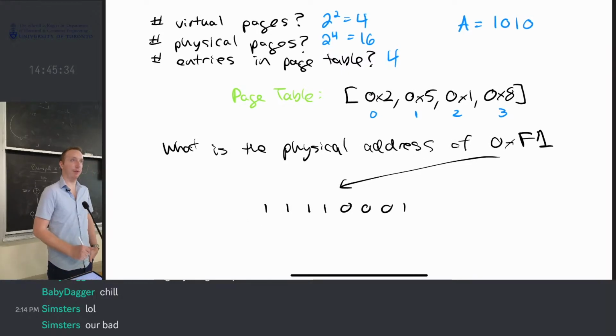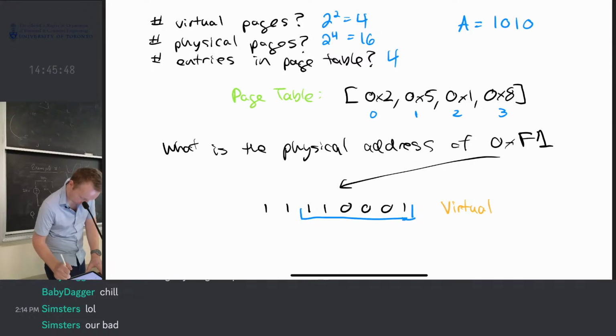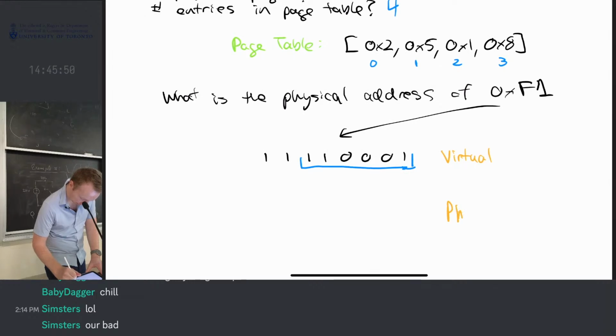Yeah, the offset should be the last 6 bits, right? So this part of the virtual address, I do not need to translate. Let us be clear here. Say that this is virtual, and this is physical. If I don't have to translate them, I'll be able to just write them directly. So this is the same part of the offset.